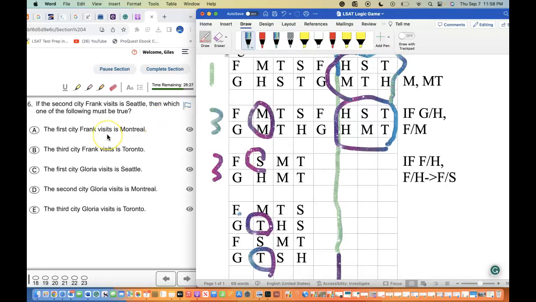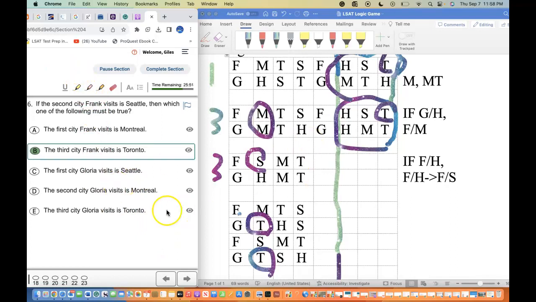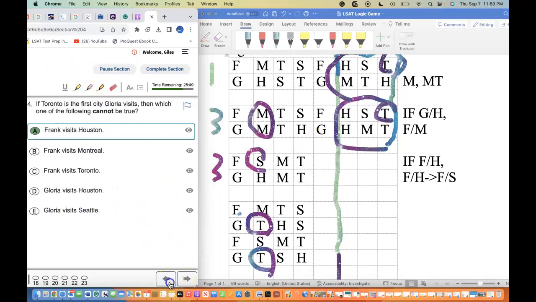Okay, so the first city Frank visits Montrose, I don't see that to be true. The third city Frank visits Toronto, I do see that to be true. The first city Gloria visits Seattle, I don't see that to be true. The second city Gloria visits Montrose, yeah, I see that to be true in 1. The third city Gloria visits Toronto, I see it to be true in 1 as well. But for Frank visiting Toronto, the third city being Toronto for Frank, I see that I'm both correct. And also the answer is correct as well. Let's make sure we got all the answers.